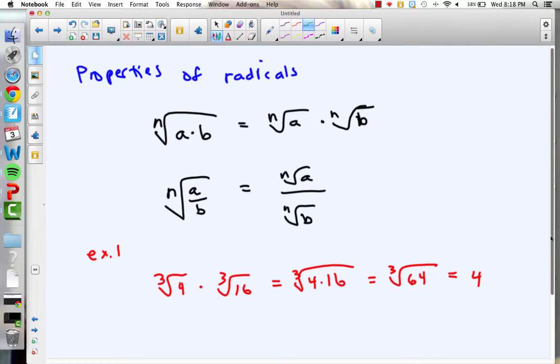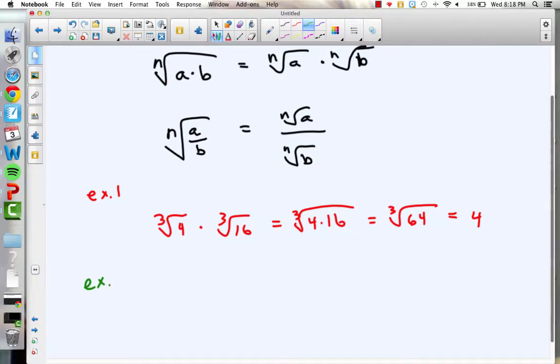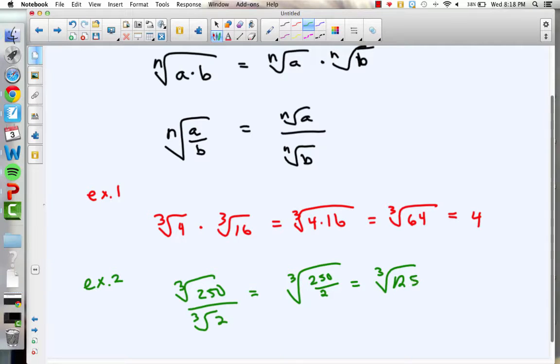So now let's look at example 2. I've got the cube root of 250 divided by the cube root of 2. So these are separated, and there's not much we can do with them as is. We can't take the cube root of 250, we can't take the cube root of 2, so we're going to use the second rule, and we're going to combine them under 1. So 250 divided by 2. Well, 250 divided by 2 gets me 125, so it's the cube root of 125. Well, what to the third power gets me 125? That's 5. And we'd be done.